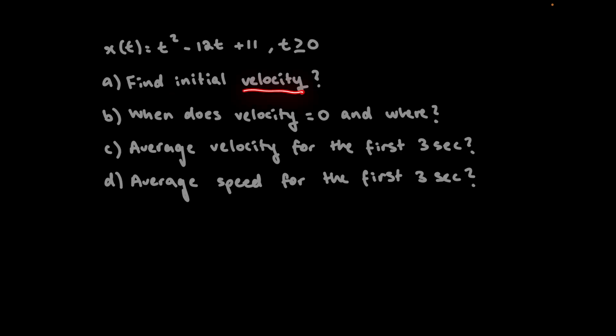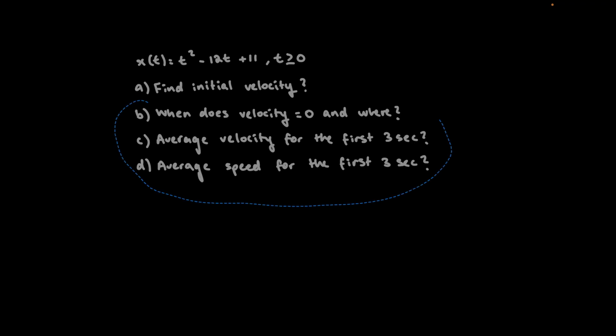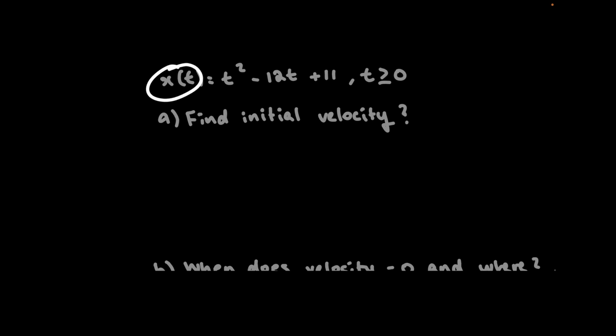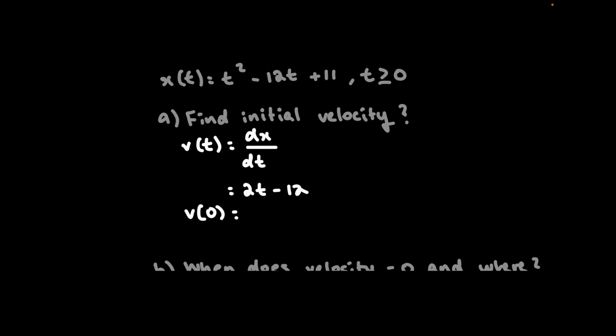Well, to work out the velocity given the displacement, we simply need to work out the derivative of our displacement. So we're going to differentiate this original equation. The velocity equation is simply the derivative of displacement with respect to time, and that's the same thing as 2t take 12. So the initial velocity is v of t when t is 0. So v of 0 is 2 times 0 take 12, and that's simply negative 12.